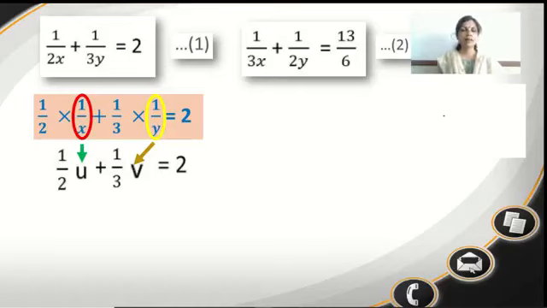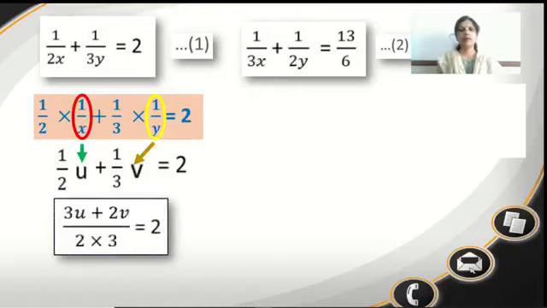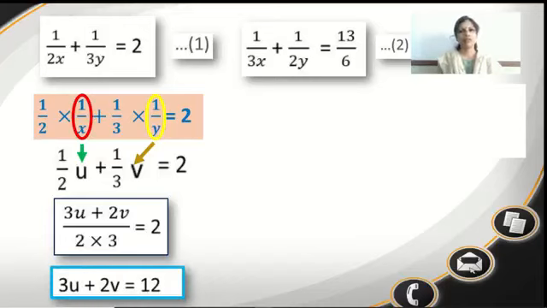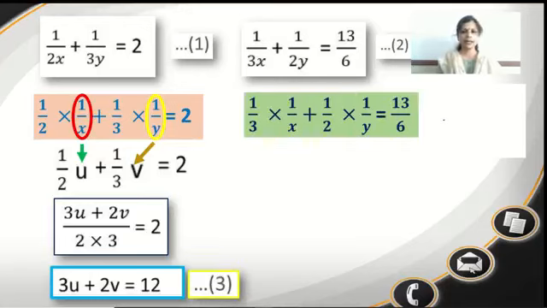So let us cross multiply and simplify this. So we will have 3u plus 2v upon 2 into 3 is equal to 2. Again solve it. So 3u plus 2v is equal to 12. Alright. So let's see now how we'll write equation number 2. We'll write 1 upon 3 into 1 upon x plus 1 upon 2 into 1 upon y is equal to 13 upon 6. And we have taken the substitution as 1 upon x is equal to u and 1 upon y is equal to v.